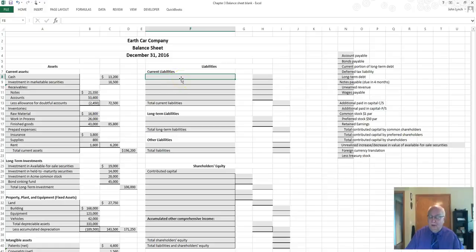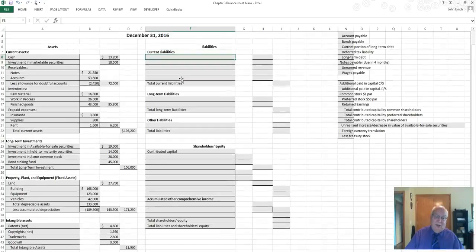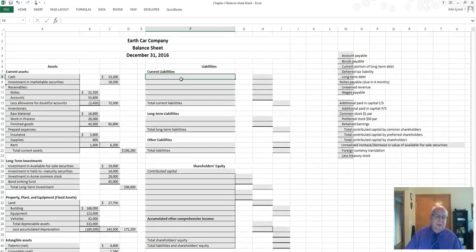I want to welcome you to part 2 of the balance sheet. And this time we want to do the liabilities side and the shareholders' equity side, and maybe the stockholders' equity. These won't take as long because there's not near as many sections of it. The liabilities has current liabilities, long-term liabilities, and other liabilities.